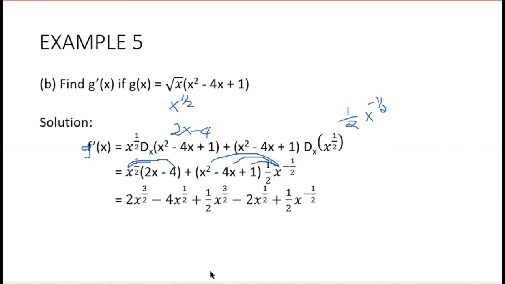Then, pwede natin pagsamahan yan similar. So, ito ay similar. Yung kanyang exponent, 3 halves. At yung isa pang similar ay negative 4x raised to 1/2 at yung negative 2x raised to 1/2. Then ito, bring down na lang itong last term. Okay, so ang final result natin ay 2 plus 1/2 is 5/2 x raised to 3/2. Negative 6 or negative 4 and negative 2 is negative 6x raised to 1/2. Then bring down 1/2 x raised to negative 1/2. And that's it. Ito na ngayon yung ating sagot.